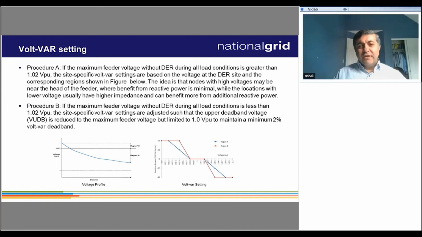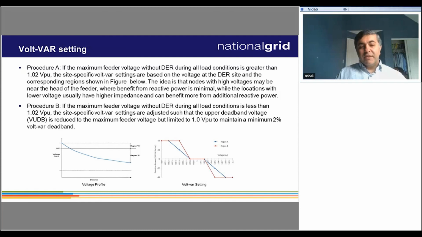The text you can read later. The message here is basically that we have areas where the voltage exceeds 1.02. The 1.02 was a default for National Grid's acceptable overvoltage. It may be different for yours, but we picked 1.02 as the reference point in terms of voltage regulation. Areas where the voltage exceeds 1.02, you consider as region A.